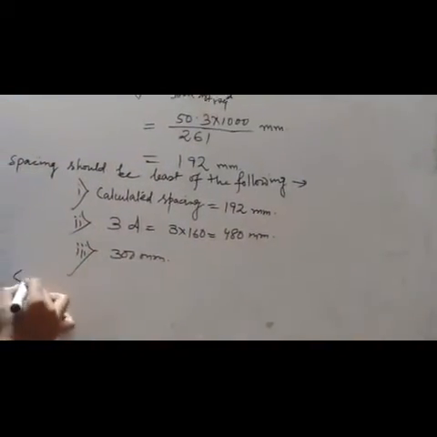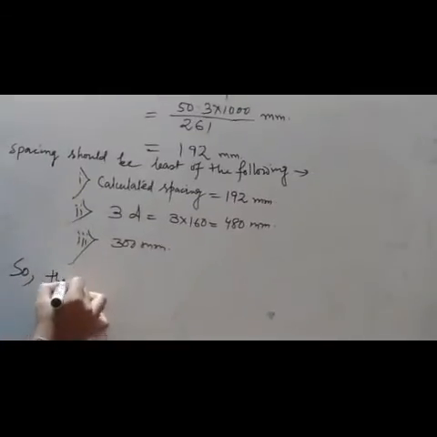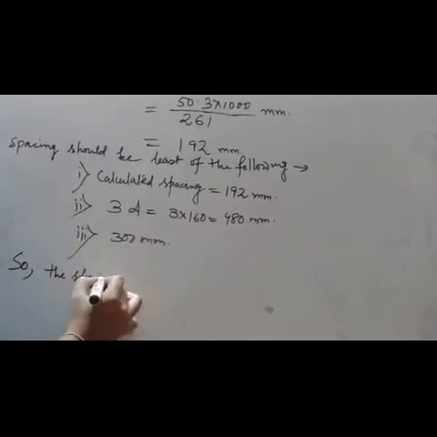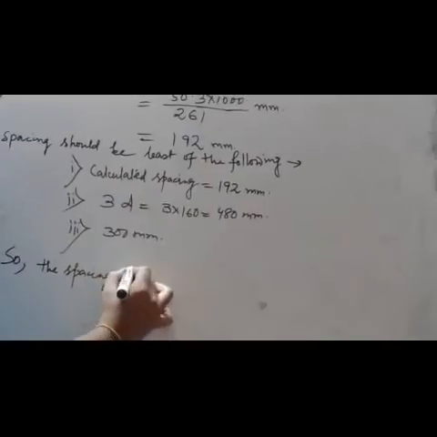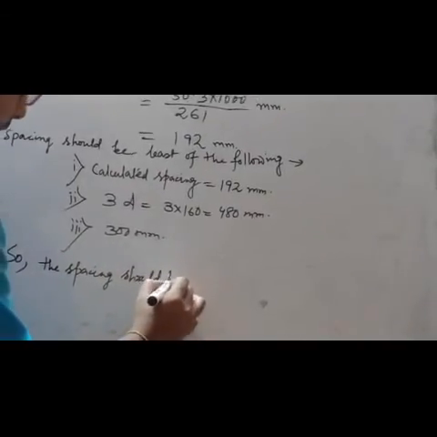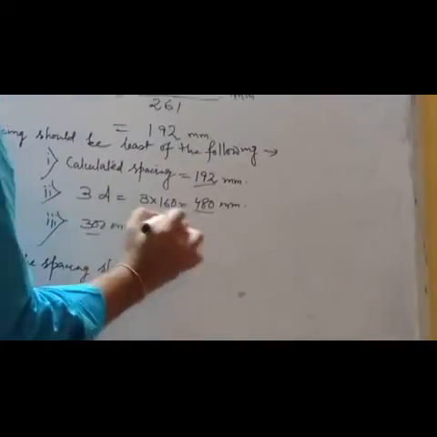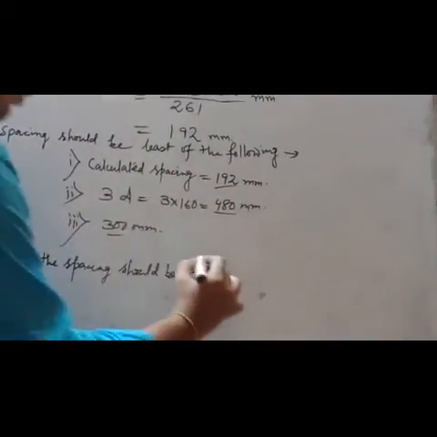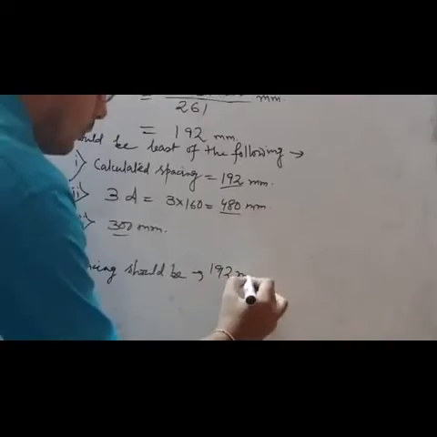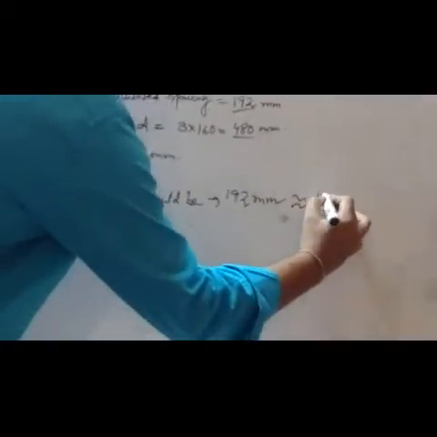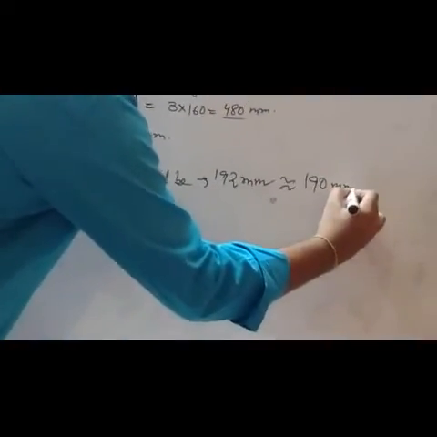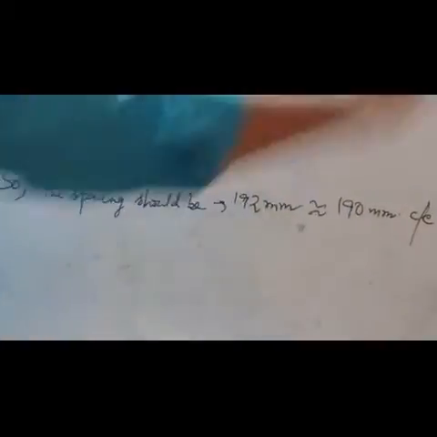So we can conclude that the spacing should be least of the following: 192, 480 and 300. Least is 192 millimeter, more approximately 190 millimeter center to center. Okay, so this is the spacing.